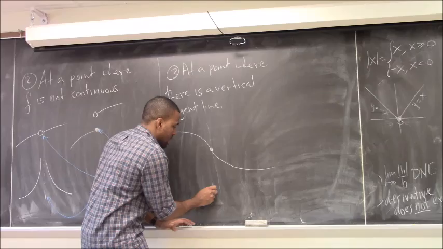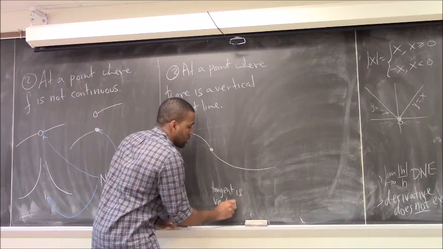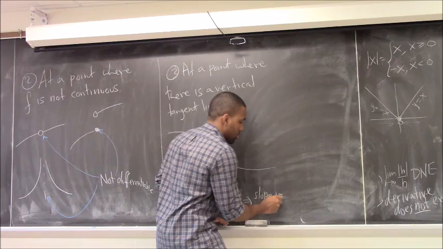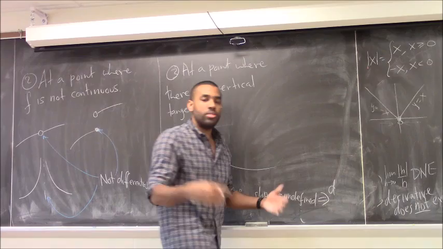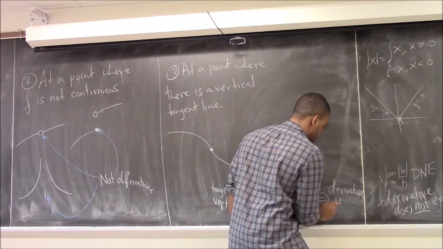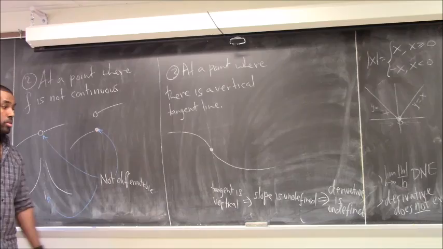So if our tangent is vertical, this means the slope is undefined, right? For a vertical line, slope is undefined. But that means the derivative is undefined because the derivative is the slope. So anytime there's a problem with slope, there's a problem with derivative.